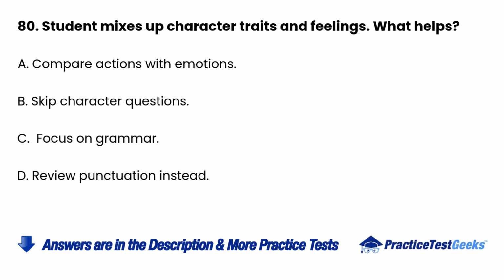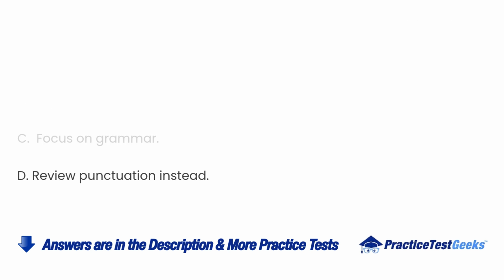80. A student mixes up character traits and feelings. What helps? A. Compare actions with emotions. B. Skip character questions. C. Focus on grammar. D. Review punctuation instead.